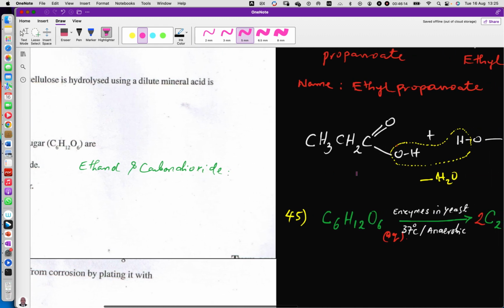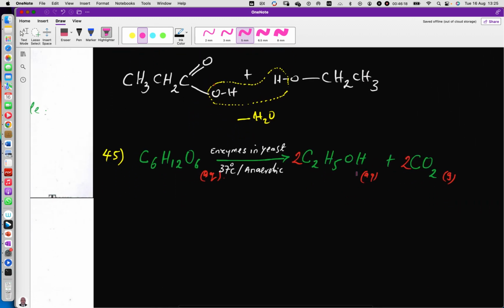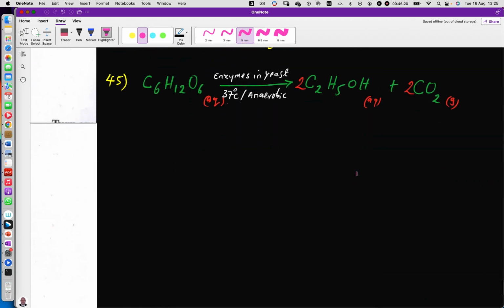So the answer provided by the examiner is somehow not really appropriate. When a carbohydrate solution is being fermented, it undergoes anaerobic fermentation. In this case, the biological enzyme is found in the yeast.